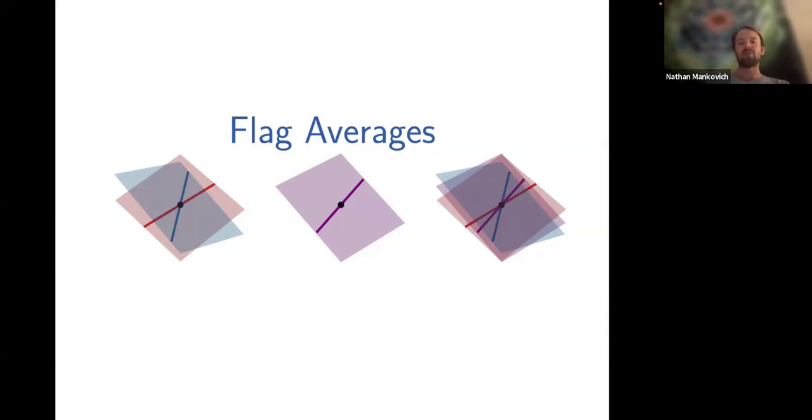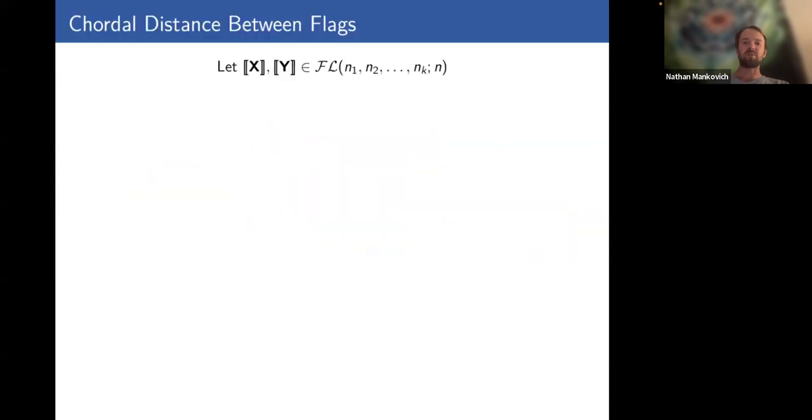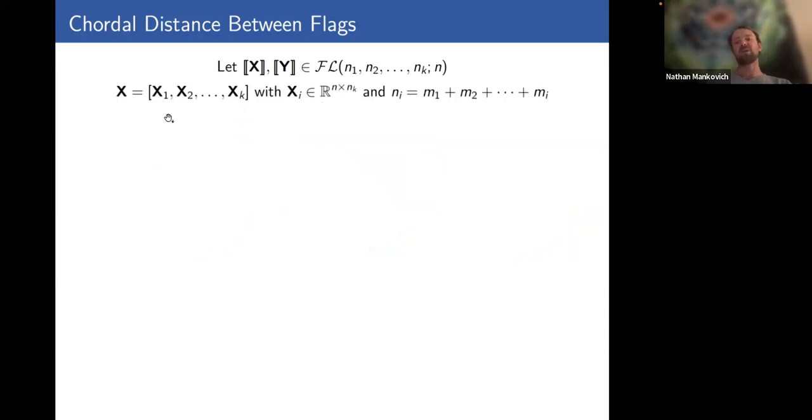Now what we have to do in order to compute flag averages is come up with a distance and then find a way to solve this optimization problem. First off, there's a chordal distance between flags. So now we have two of these flags. And I hate to do this, but we have to think about how we represent flags, right?